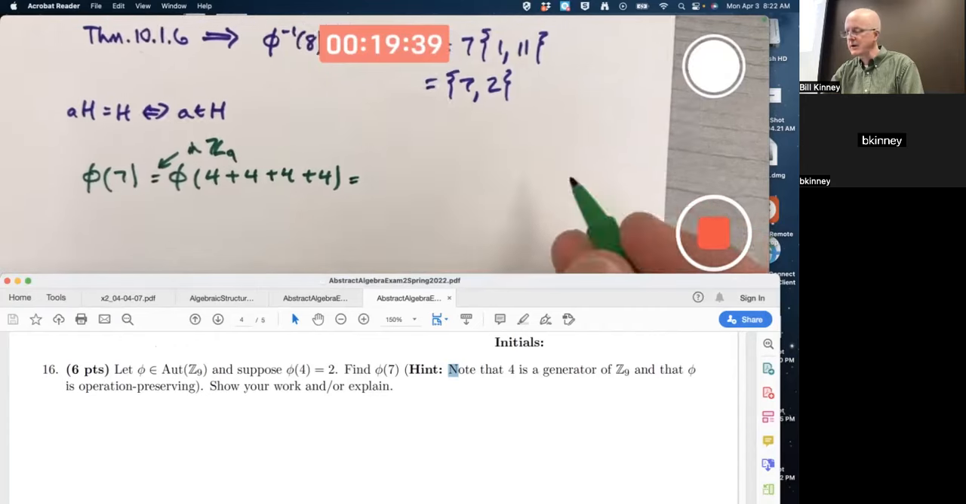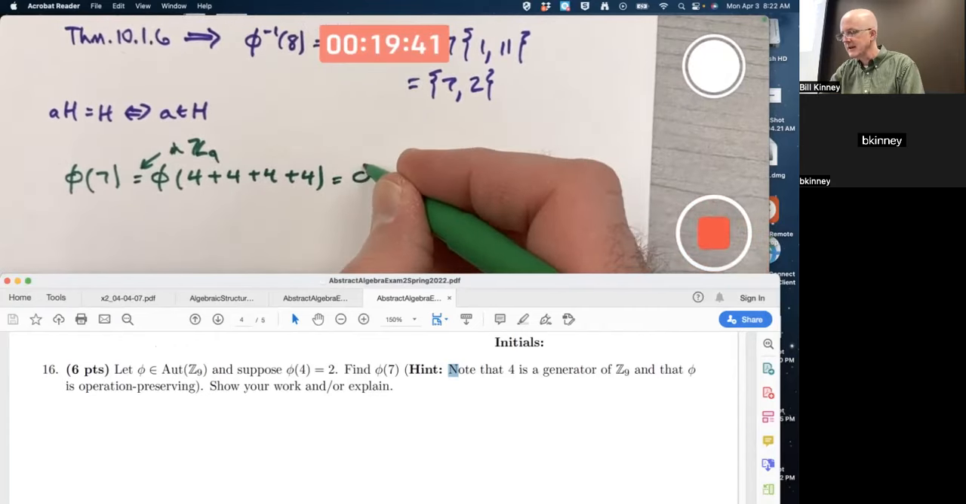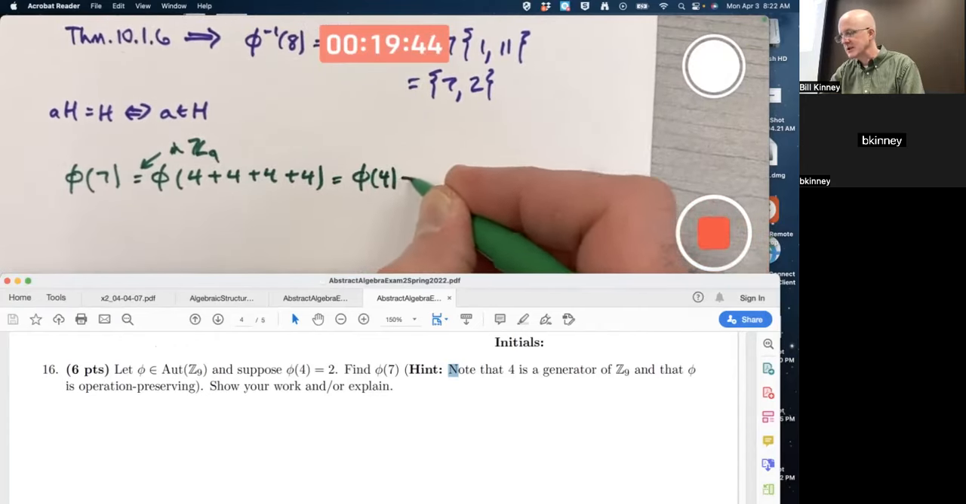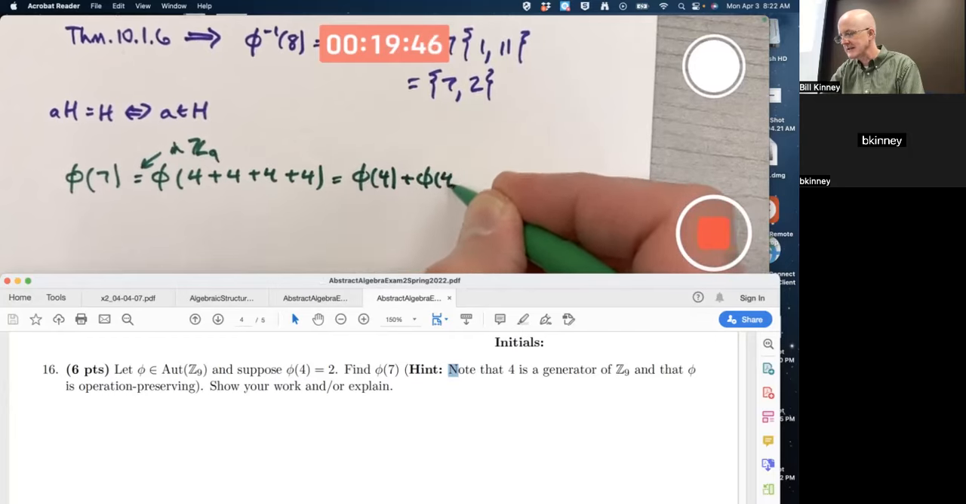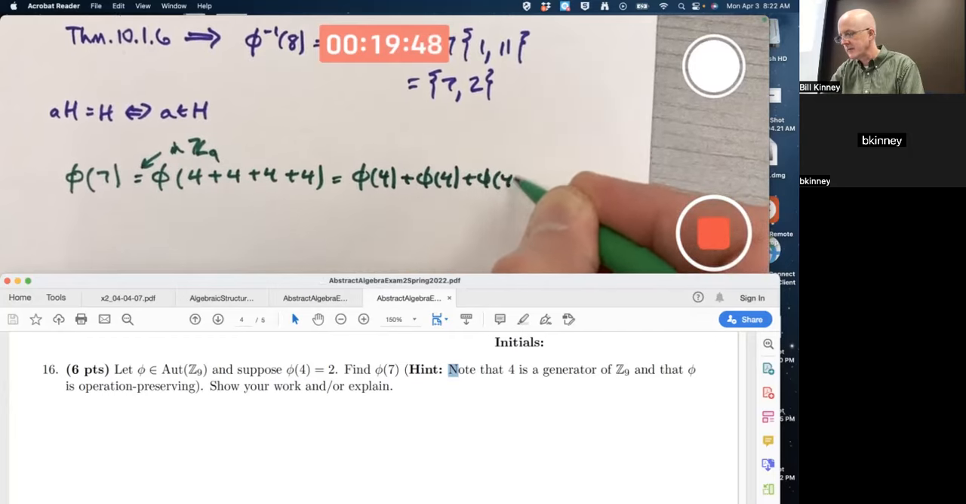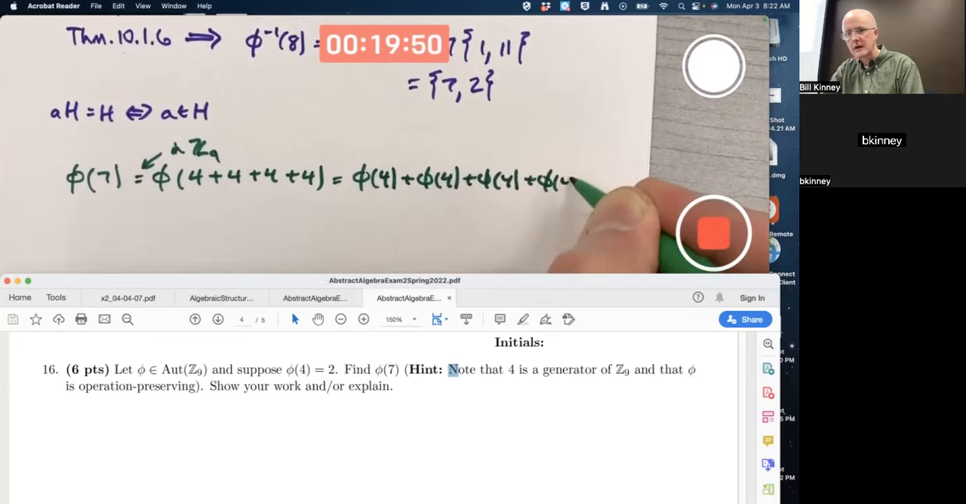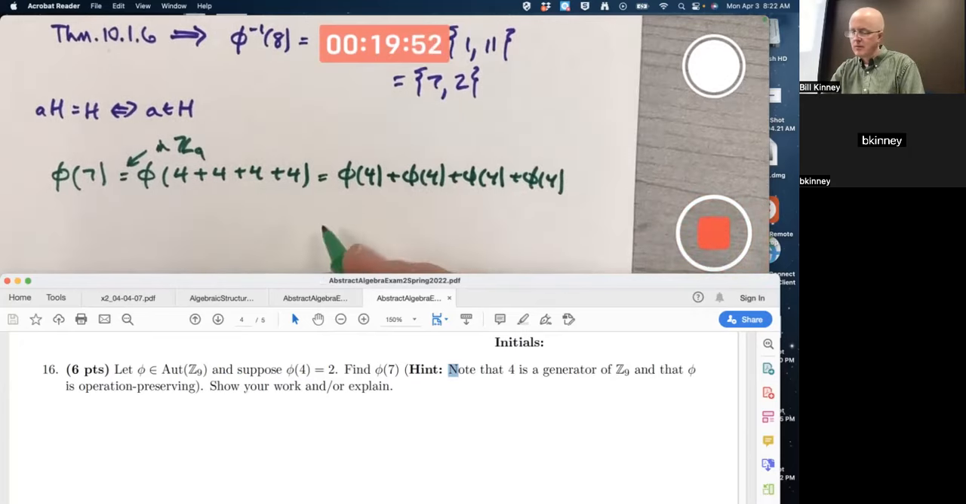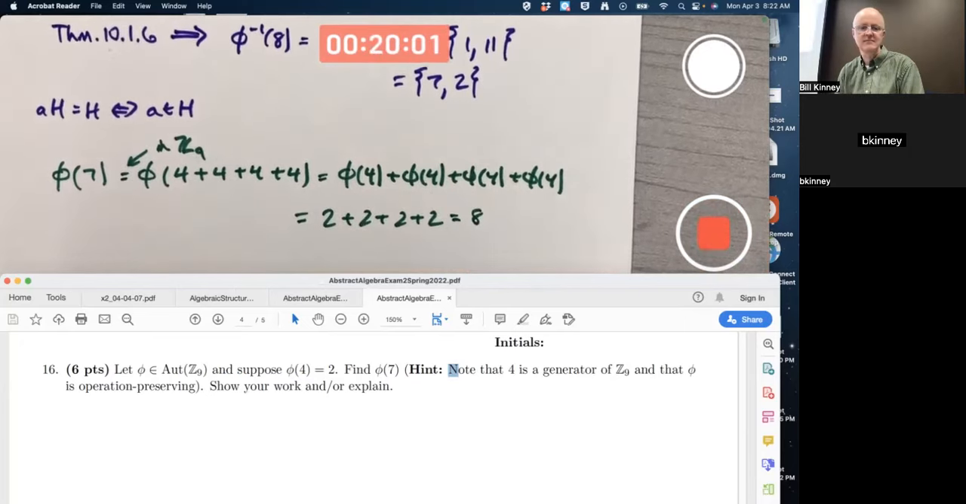And here's where you use its operation preserving. The operation is addition, so we continue to use plus signs. We're assuming phi of 4 is 2, so we get 2 plus 2 plus 2 plus 2, mod 9 is still 8. The answer is 8. Phi of 7 must be 8.